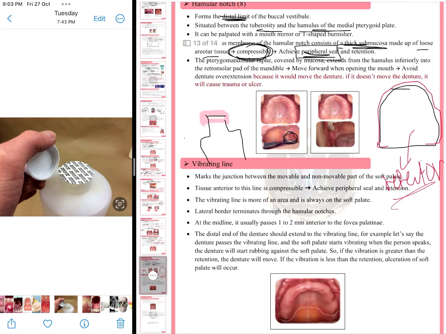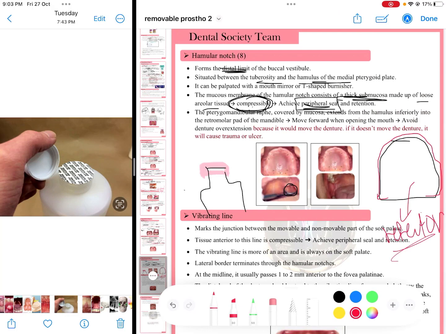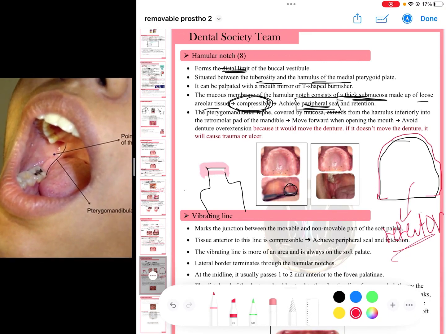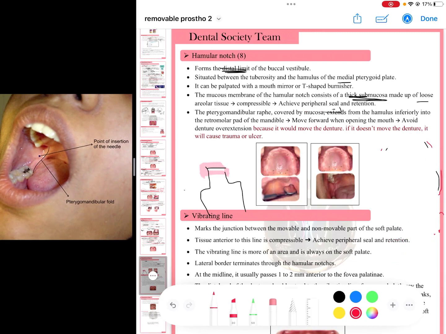It's also important because in the picture here we have the pterygomandibular fold, or raphe. It is in this place, connected between the hamular notch and the retromolar pad of the mandible. So it extends from the hamular notch to the retromolar pad. This area is movable; it moves forward when you open your mouth.